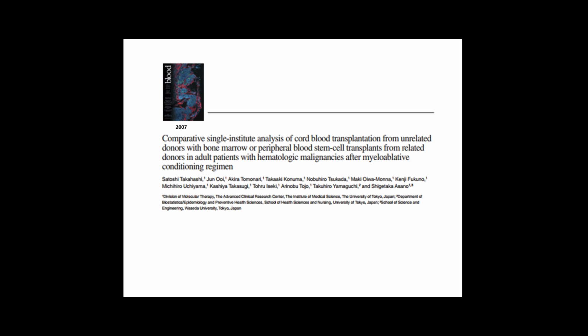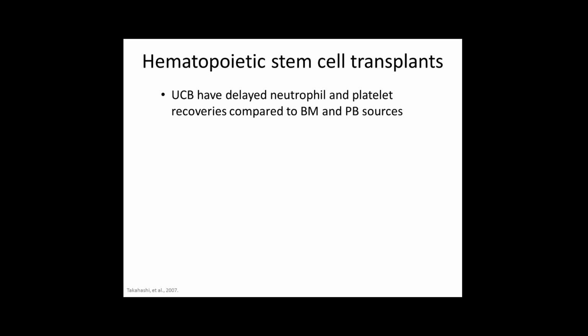In 2007, Takahashi and colleagues looked at the varying outcomes comparing the three different sources of hematopoietic stem cells: cord blood, bone marrow, and peripheral blood. And what they found was that umbilical cord blood stem cell transplants showed delayed neutrophil and platelet engraftment compared to bone marrow and peripheral blood sources.